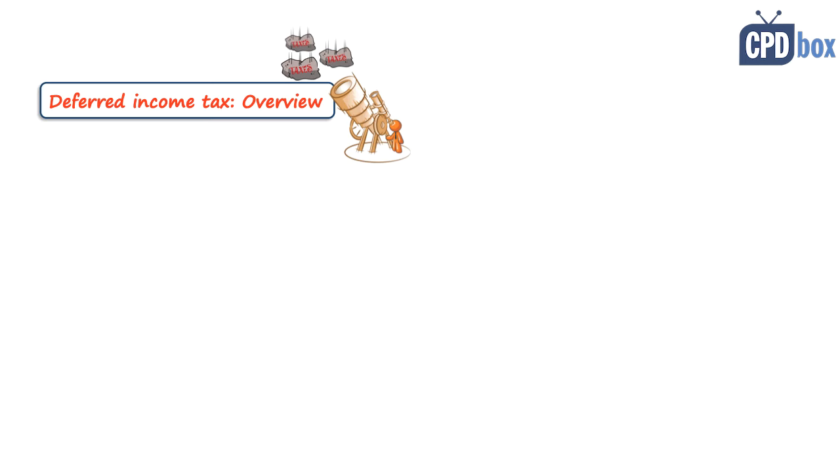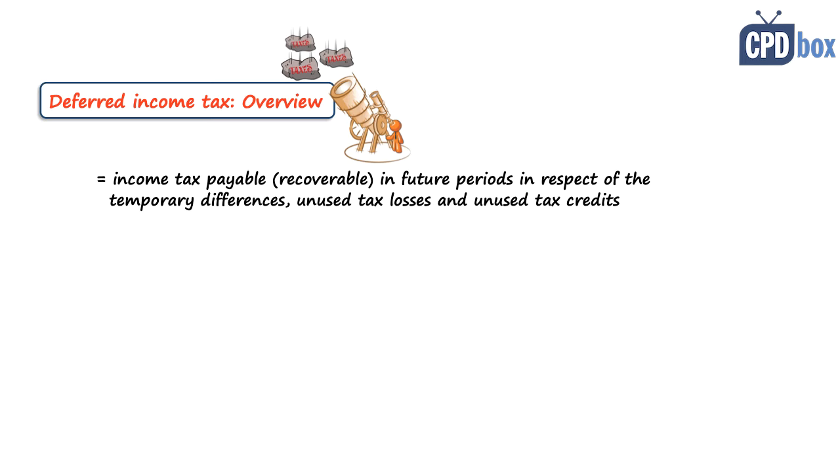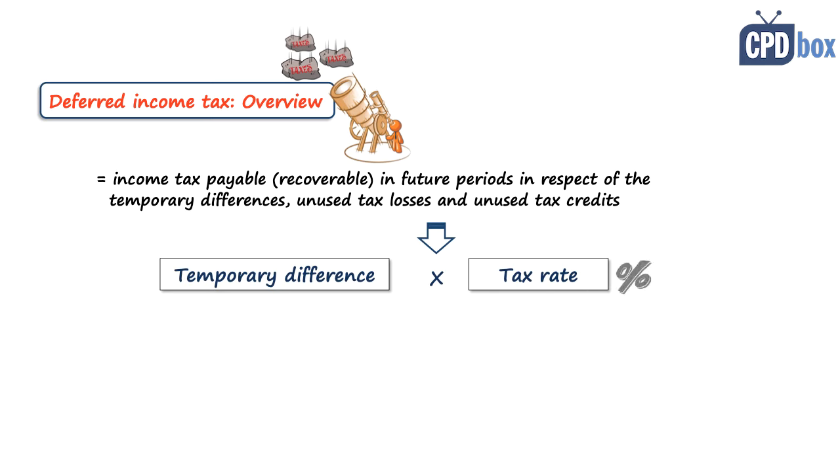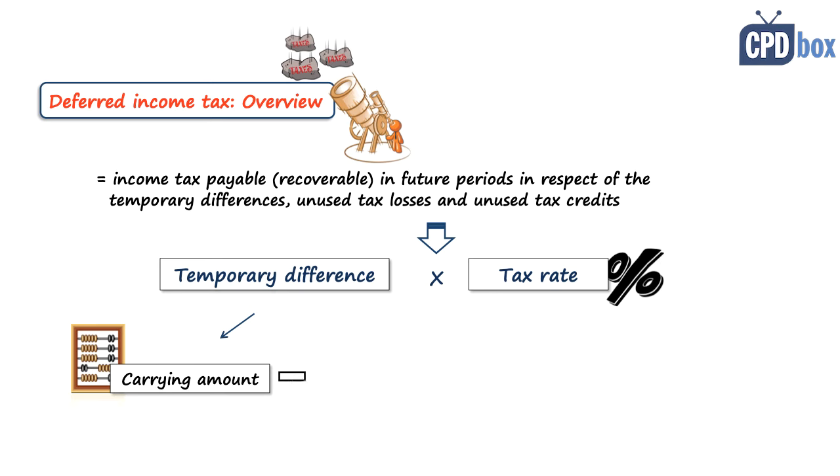Now, let's summarize the main principles of deferred tax. Deferred tax is an income tax payable or recoverable in future periods with respect to temporary differences, unused tax losses, and unused tax credits. It is calculated as temporary difference multiplied by the appropriate tax rate. Temporary difference is calculated as the carrying amount of an asset or liability less its tax base.